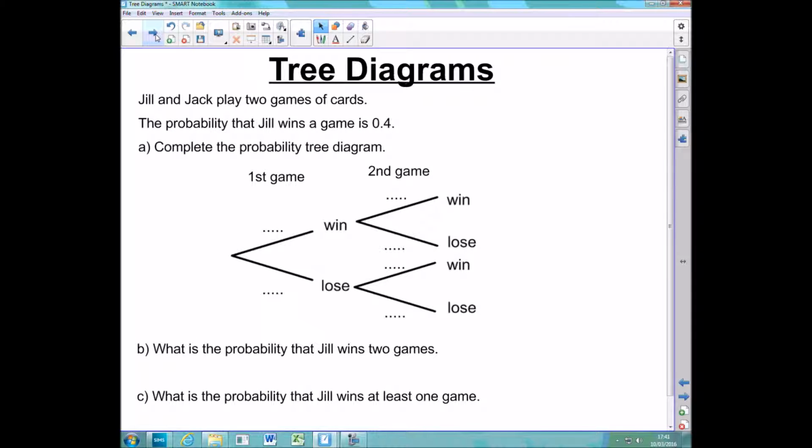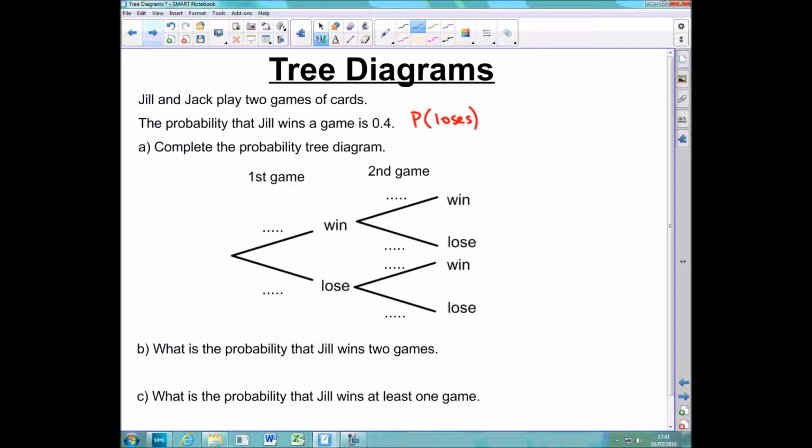Okay, so when dealing with tree diagrams, we're dealing with probabilities, so we're going to be doing arithmetic with decimals and fractions. Right, so Jill and Jack are playing 2 games of cards, and the probability that Jill wins a game is 0.4. And now it's asking us to complete the probability tree diagram. Now, notice that it hasn't given you any other probabilities except that Jill wins a game. Now, there is another outcome that could happen, and that is that Jill loses a game.